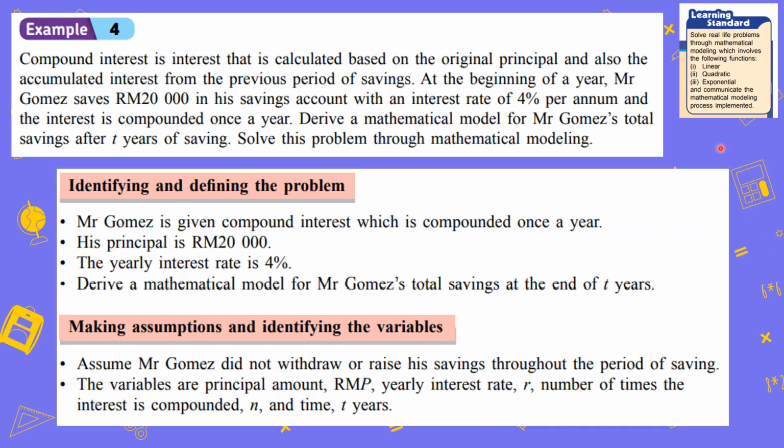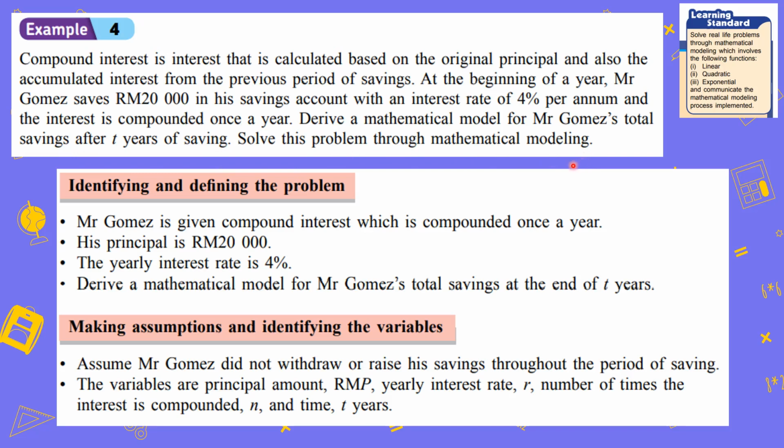Okay, last example. Compound interest is interest that is calculated based on the original principal and also the accumulated interest from the previous period of savings. At the beginning of a year, Mr. Gomez saves 20,000 in his savings account with an interest rate of 4% per annum, and the interest is compounded once a year. Derive a mathematical model for Mr. Gomez's total savings after 3 years of saving. Solve this problem through mathematical modeling.